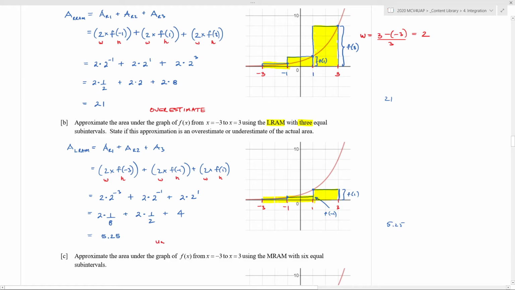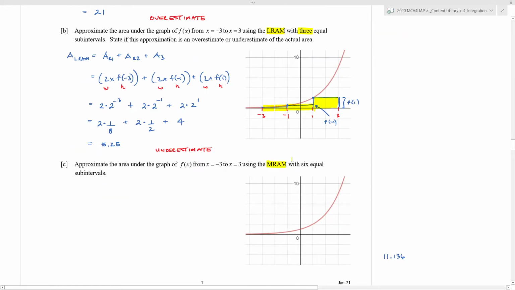Okay, the last one of this example is asking us to use MRAM, so a midpoint rectangular approximation with 6 subintervals. So a partition with 6 rectangles. Again, from -3 to 3. So in this case, delta x is 3 subtract negative 3 divided by 6, which is just 1. So our rectangles are all going to have a width of 1.